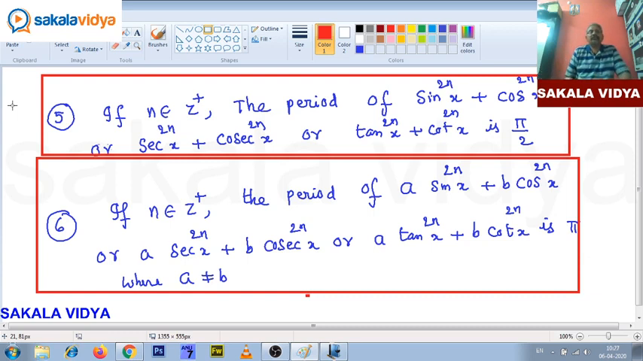One more question asked by Behra. See, for example, suppose f of x is equal to sine root x. So it is not periodic. Even f of x is equal to sine of x square, so they are not periodic.